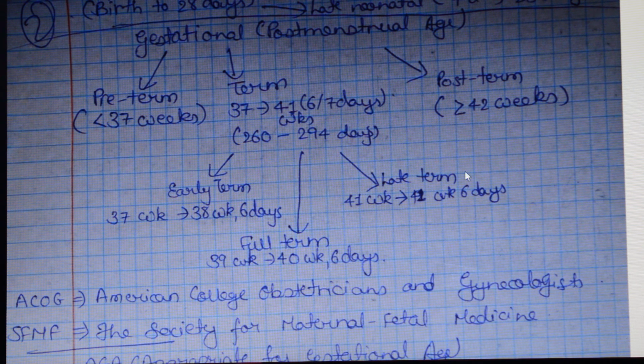Actually, preterm babies born at the age of 36 weeks are more or less similar to term babies, but they lack some weight, length and height.